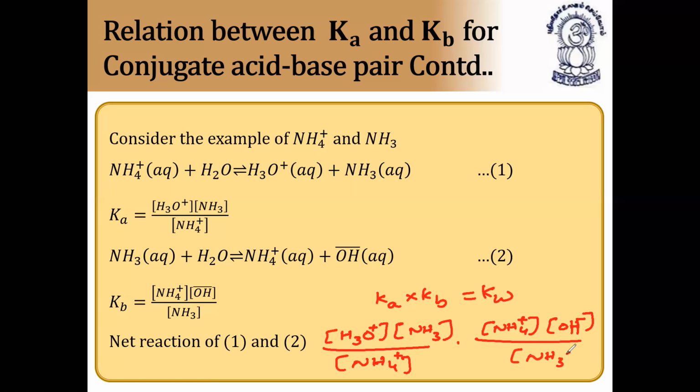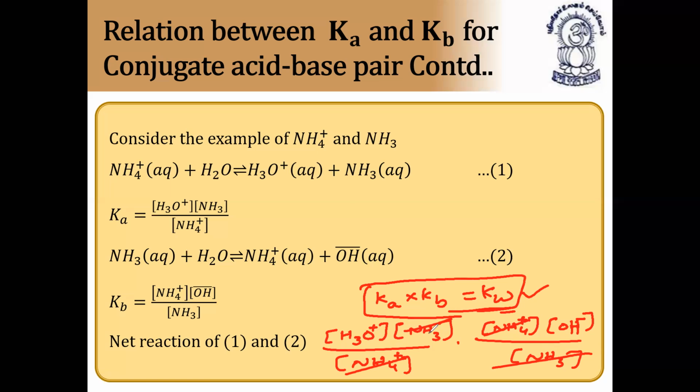So in this case, concentration of ammonia gets cancelled, ammonium gets cancelled. So what is left over? Only H3O plus and OH minus, which is equal to Kw. So by this we can say Ka into Kb is always equal to Kw. For a conjugate acid base pair, Ka into Kb is equal to Kw. So this is clear now.